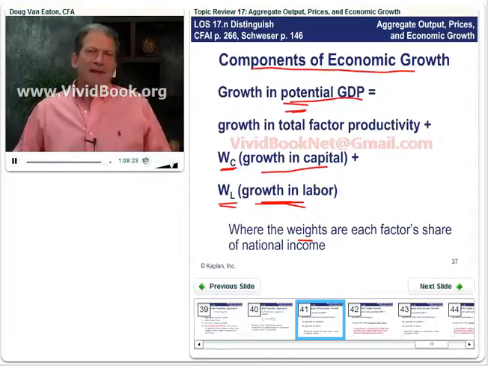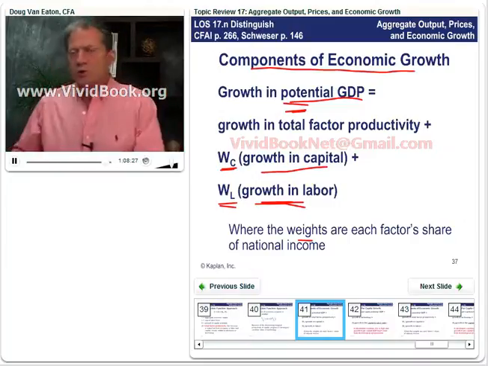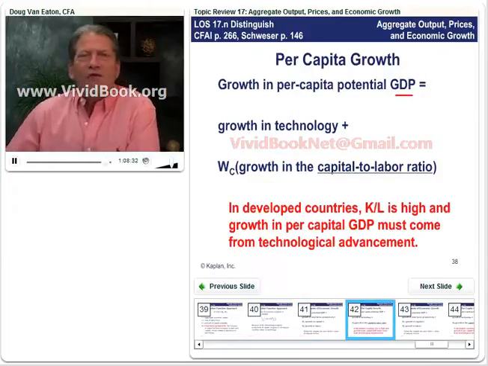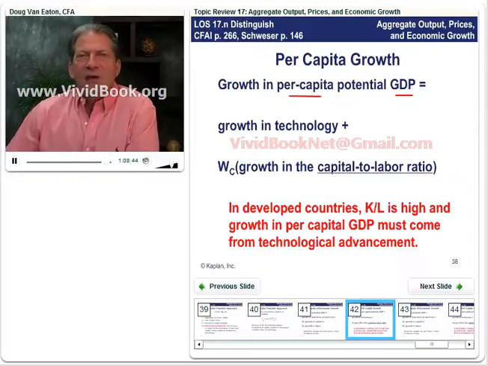Well, individually, people in the economy are worse off. So that's the reason we want to look at output per capita. That's a good measure, an often used measure of economic progress. So we say, well, in that dividing everything by L, that's one way to approach it. Growth in per capita potential GDP, take the growth in technology and add to it the growth in the capital to labor ratio.